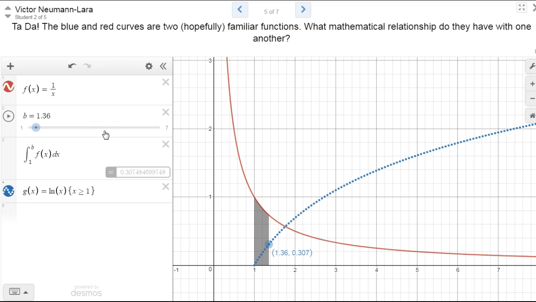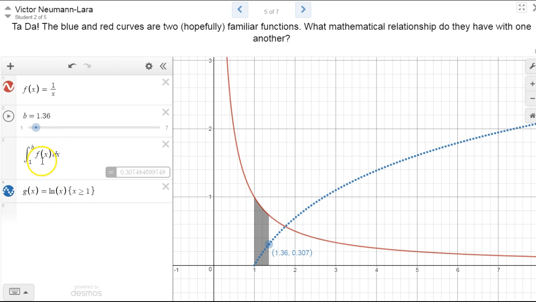Now, I asked you the mathematical relationship between these. Well, the derivative of natural log of x is 1 over x. Natural log is our area accumulation function. We're accumulating area under 1 over x. That's what this is. So we're accumulating area under here. That area accumulation is given by the natural log.